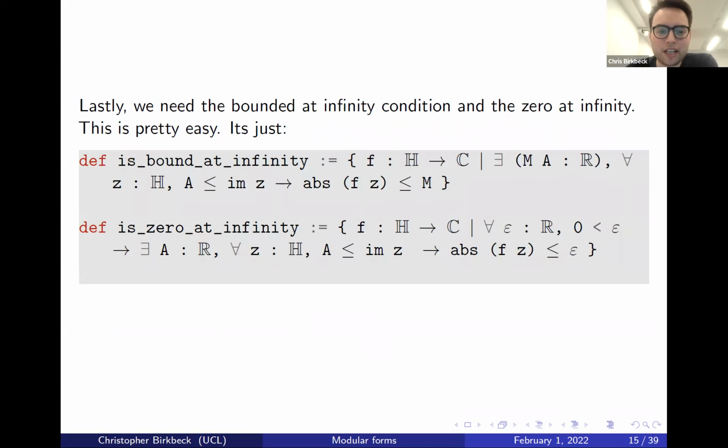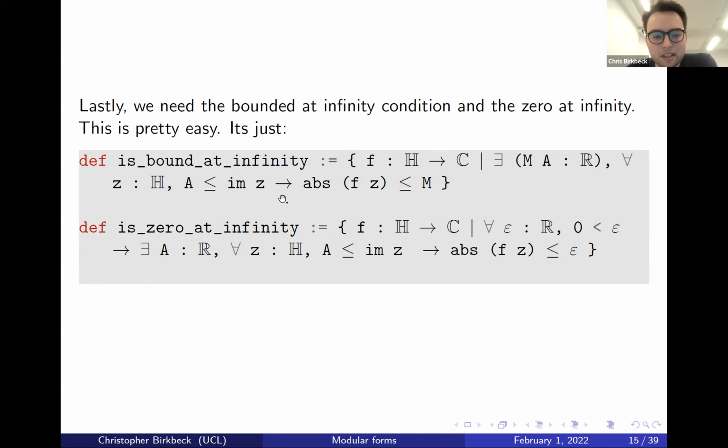And before I give you the full definition of modular forms, let me just quickly show you the is bounded at infinity and is zero at infinity conditions. These two conditions, I think before I had A's and B's, and here I have M and A's. I can't remember why I forgot to change it. But you can see this is a nice example of the Lean code looking almost exactly like the math that you'd have.